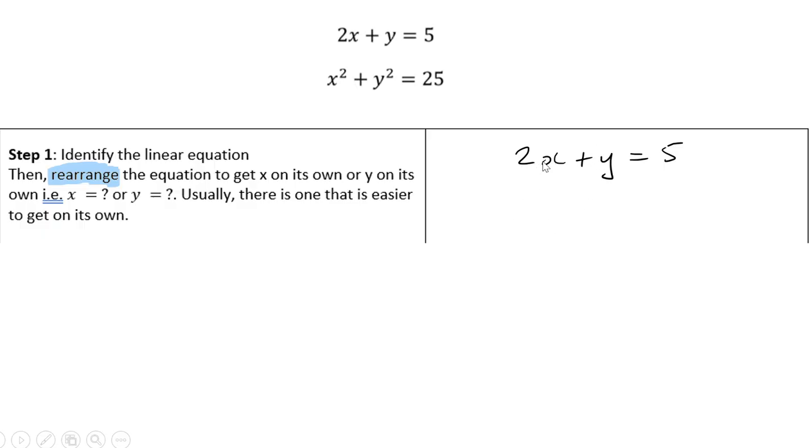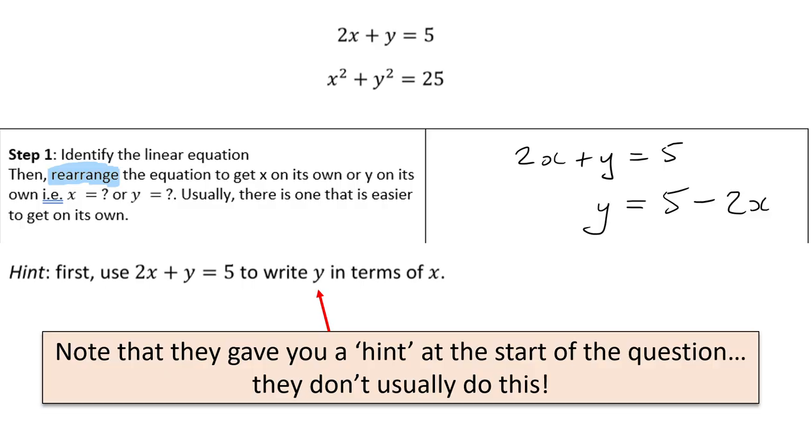I'm going to subtract 2x on this side, and I'm going to subtract 2x on this side, and so subtracting 2x on this side I get left with y, subtracting 2x on this side I get 5 minus 2x. So there is step 1 done. That's telling you, hint, first use 2x plus y equals 5 to write y in terms of x. That was the hint that it gave you, write y in terms of x.